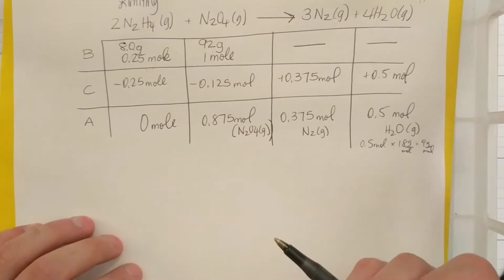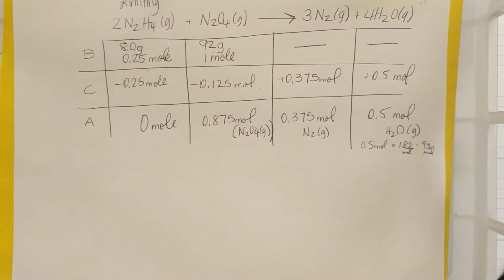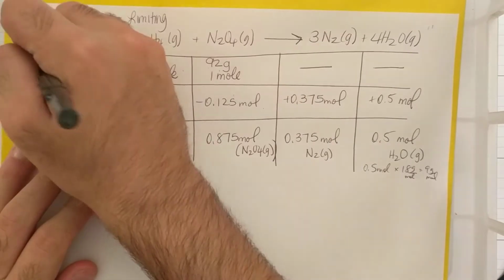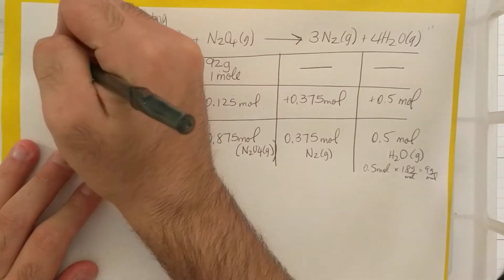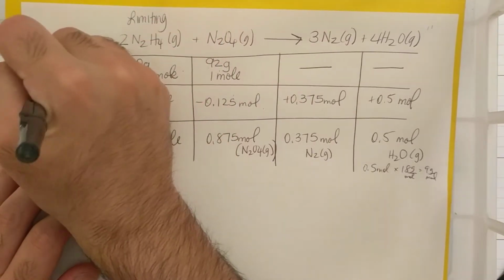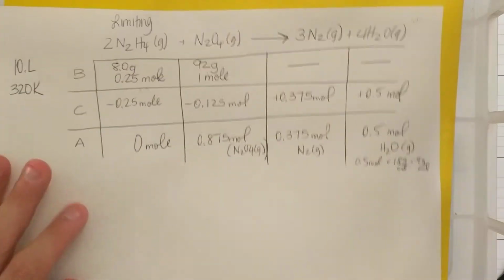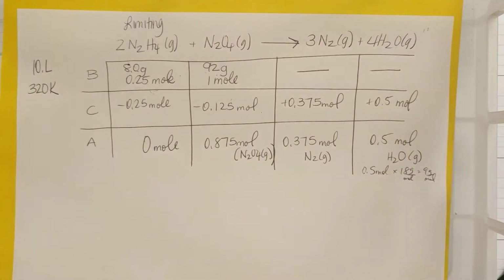But now I'm going to start focusing more on the mole fractions and calculating pressure. So the question says that this is a 10-liter container, and it's at 320 Kelvin. First thing is, I'm going to calculate either mole fraction or pressures. Let me calculate mole fraction so I have some practice with it.